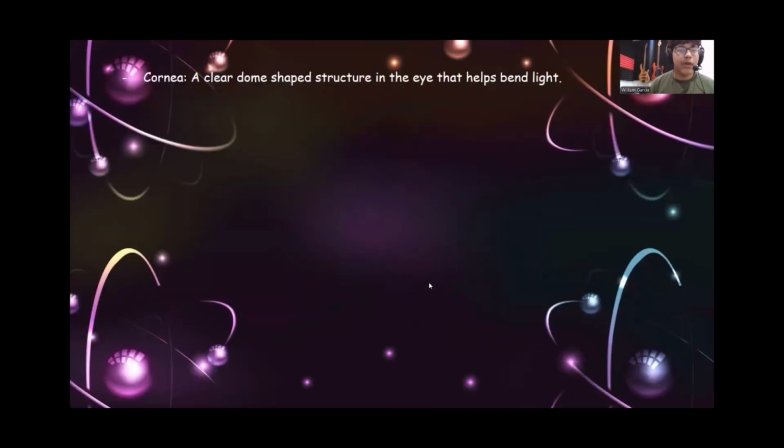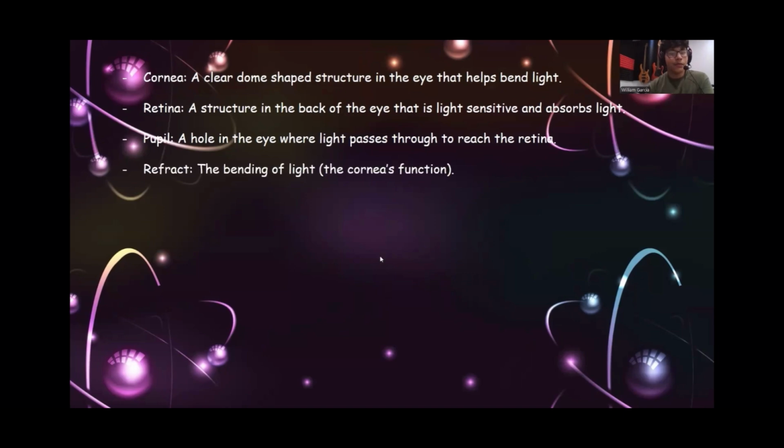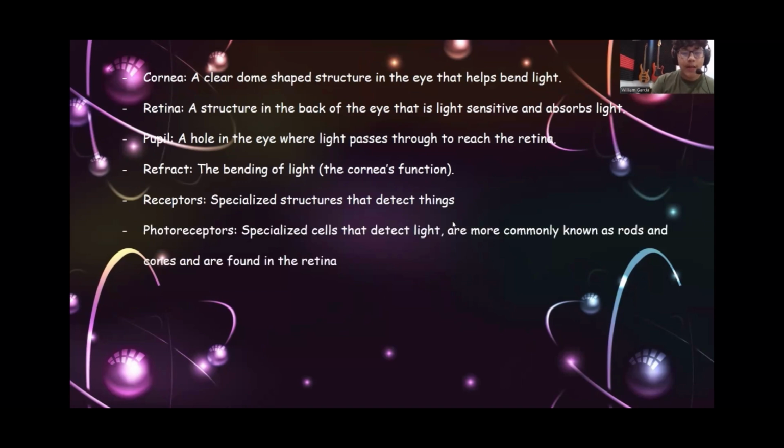So we're going to start with the cornea, which is a clear dome-shaped structure in the eye that helps bend light. The retina is a structure in the back of the eye that is light sensitive and absorbs light. The pupil is a hole in the eye where light passes through to reach the retina. Refract is the bending of light. So that's typically the cornea's function. Also the lens. Receptors are specialized structures that detect things. Photoreceptors are specialized cells that detect light and are commonly known as rods and cones and are found in the retina, which I'll talk about more during our dissection.